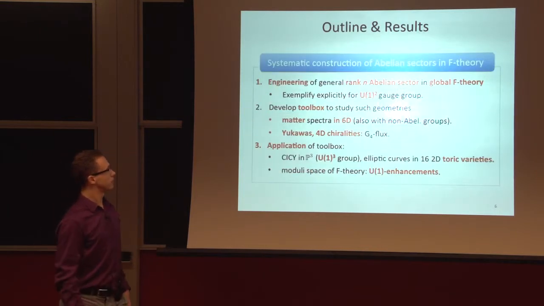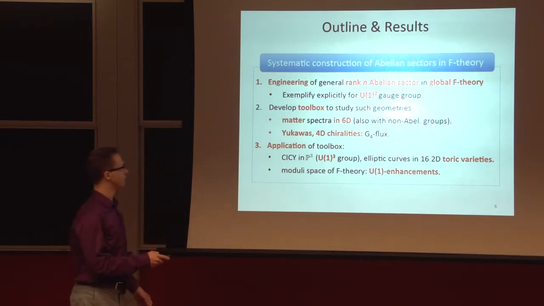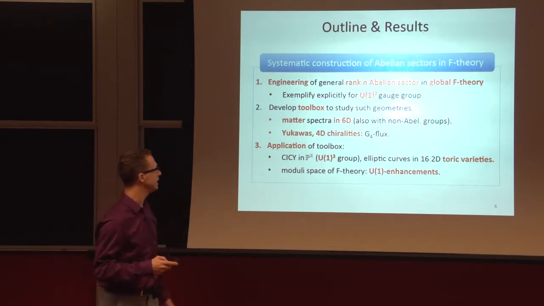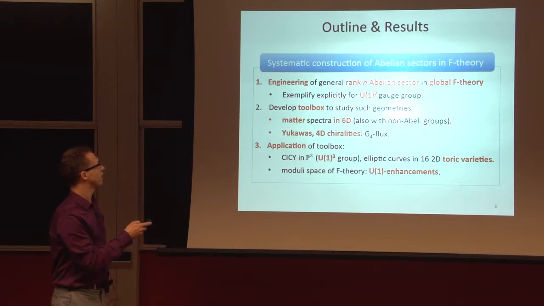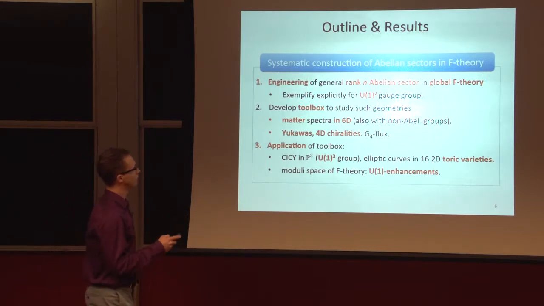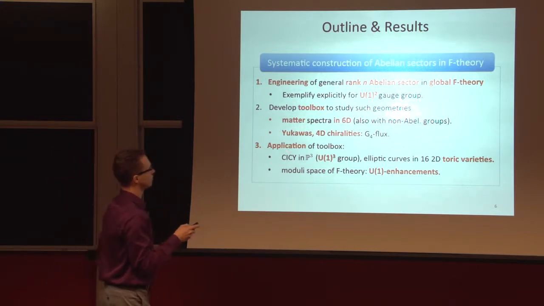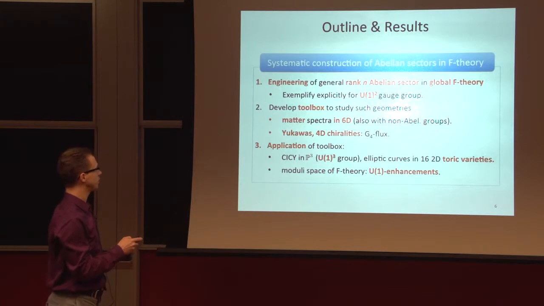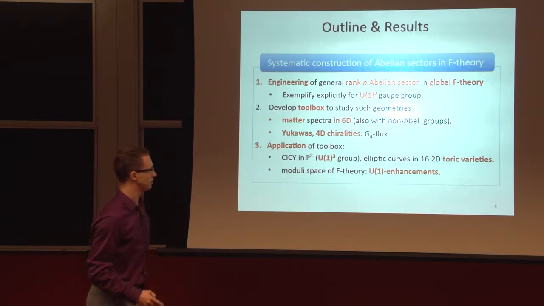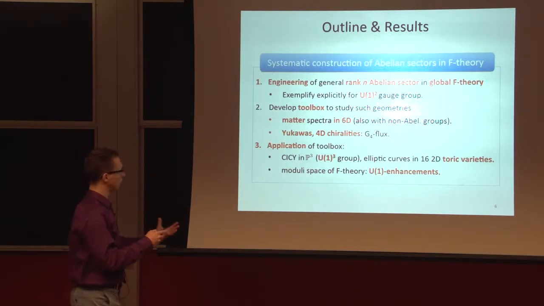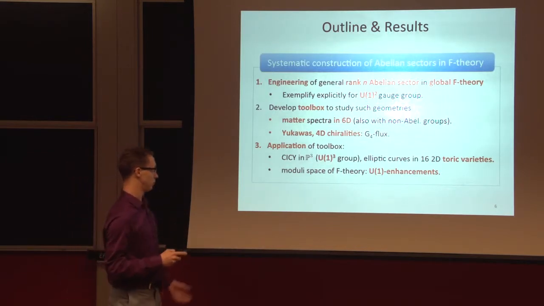So the outline of my talk now is as follows. I want to provide a systematic construction of abelian sectors in F-theory. First of all, I want to show you how to engineer the general rank n abelian sector in global F-theory compactifications. And I would like to exemplify this construction at the end with the geometry realizing the rank 2 sector. And then I want to develop a toolbox to study these interesting geometries. And I want to use this toolbox to extract the matter spectrum in 6 dimensions, also in the presence of non-abelian gauge groups. And then I want to show how to extract Yukawa couplings and 4D chiralities, which will make it necessary also to talk about G-flux.